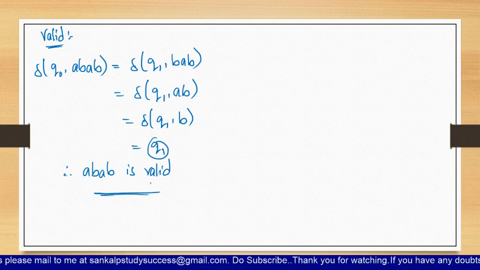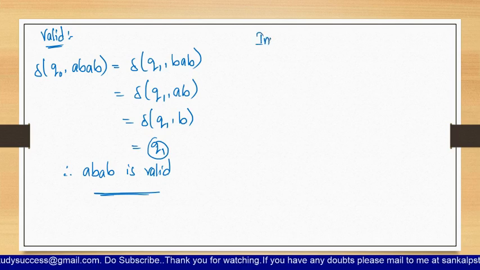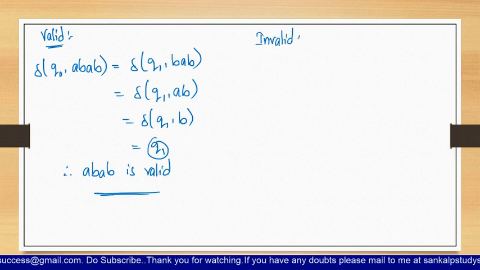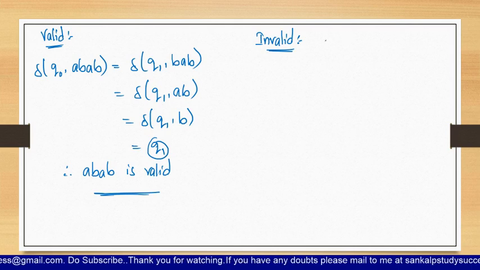So the strings starting with A, we are accepting. We also have to check whether it is rejecting the strings starting with B or not. So let us take one invalid string. What might be the invalid string? BAB is an invalid string, right? Because it is starting with B.